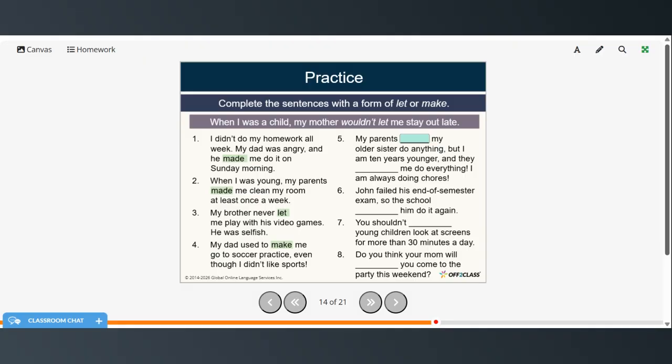My parents wouldn't make my older sister do anything, but I am 10 years younger and they made me do everything. I am always doing chores. John failed his end of semester exam, so the school made him do it again. You shouldn't let young children look at screens for more than 30 minutes a day. Do you think your mom will let you come to the party this weekend?